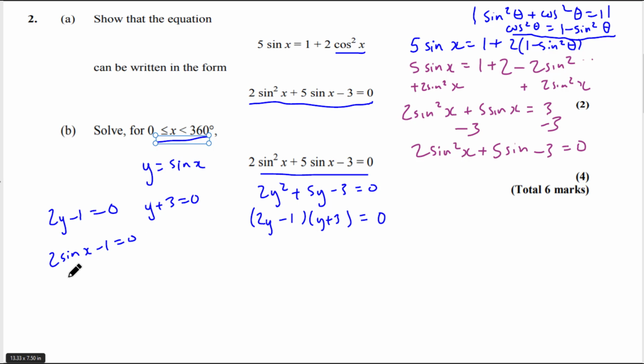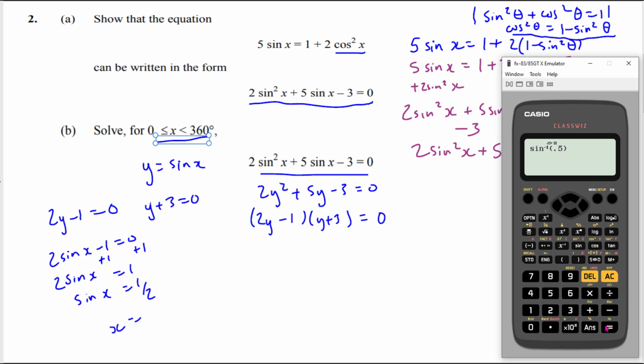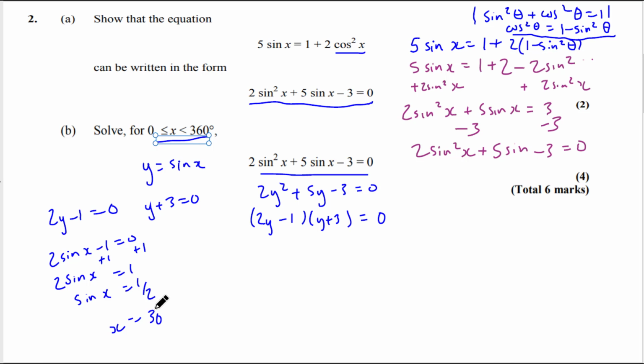We know y equals sine x, so this will change to 2 sine x minus 1 equals 0. Rearrange that to get plus 1 on both sides first. So get 2 sine x equals 1, then sine x equals 1 over 2, and x equals 30. So if you don't remember that off by heart, that's fine, just use your calculator. x equals 30. That is perfect.